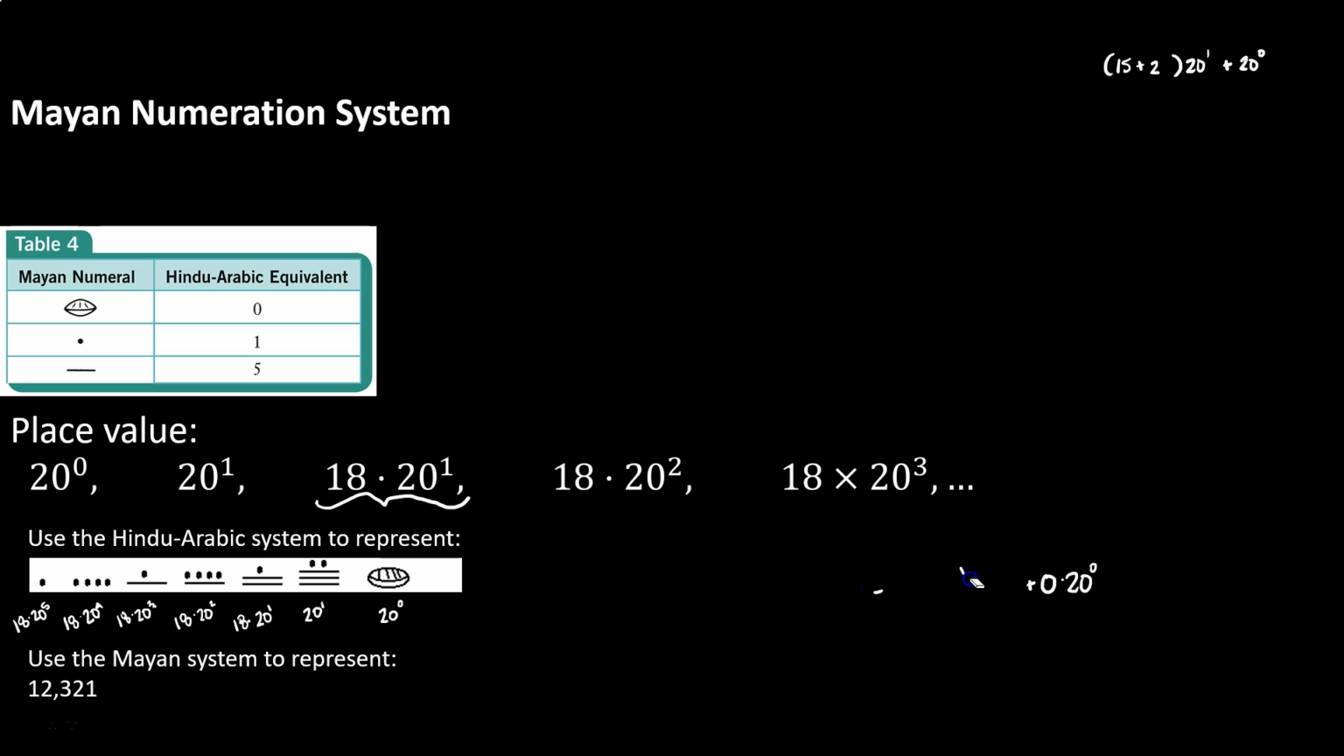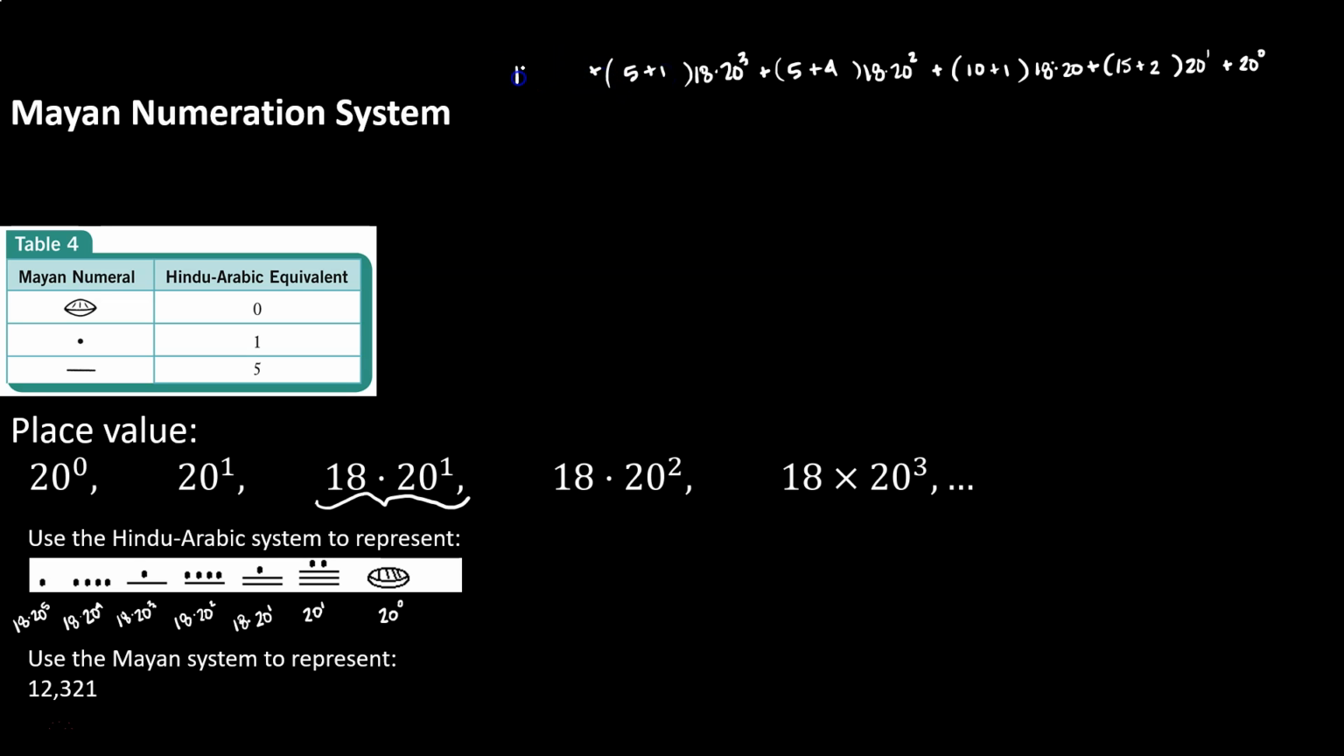Okay, moving on to our next place value, which is 18 times 20. I've got 2 horizontal bars and a single dot. The 2 horizontal bars look like 10 and a single dot is 1, so we have 10 plus 1 there. Our next place value is 18 times 20 squared. The digit that we need for that position comes from 1 horizontal bar, 4 dots. That was 4. Moving up to the next place value, that's 18 times 20 cubed. We need a digit that represents 1 horizontal bar and 1 dot, in other words 5 plus 1.